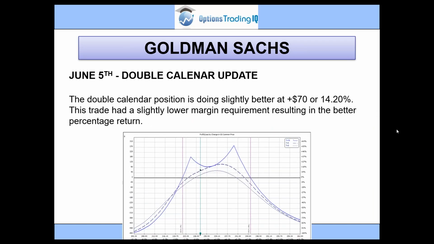And if we compare that to the double calendar, this position is actually doing slightly better and is up $70 or 14.2%. Remember, this trade had a slightly lower margin requirement, resulting in the better percentage return. So interesting couple of case studies there.